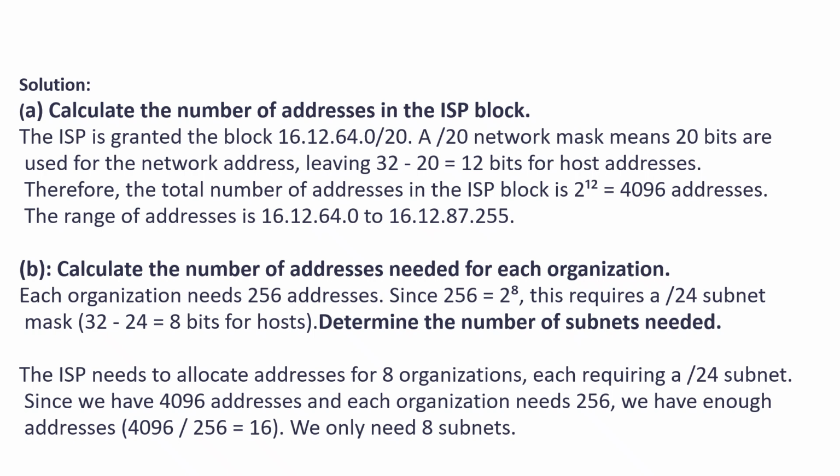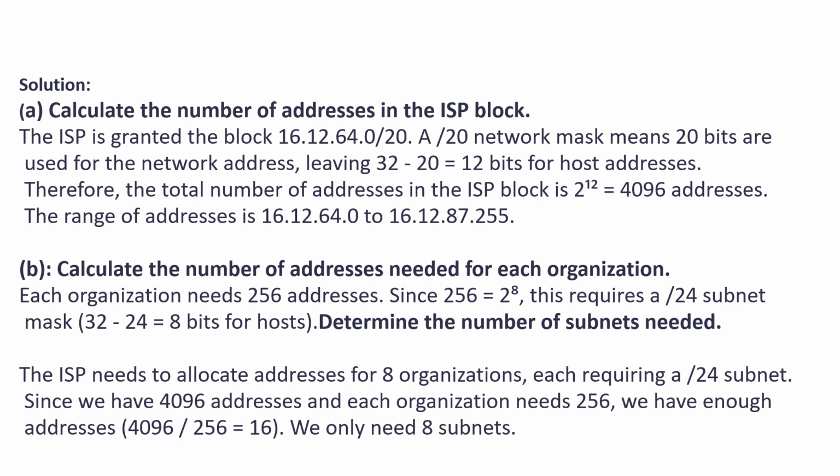So the range of the addresses in the block starts from the given IP address 16.12.64.0 to 16.12.87.256. This is the range of addresses. Now calculate the number of addresses needed for each organization. So each organization needs 256 addresses.